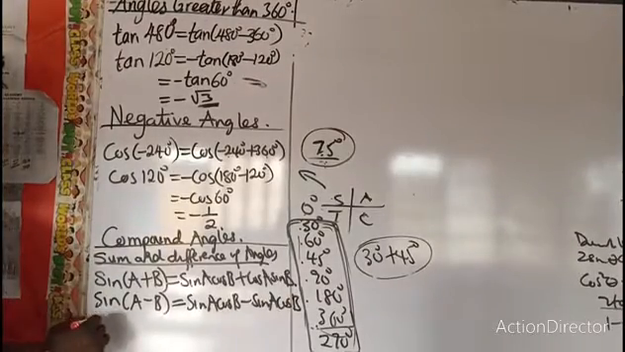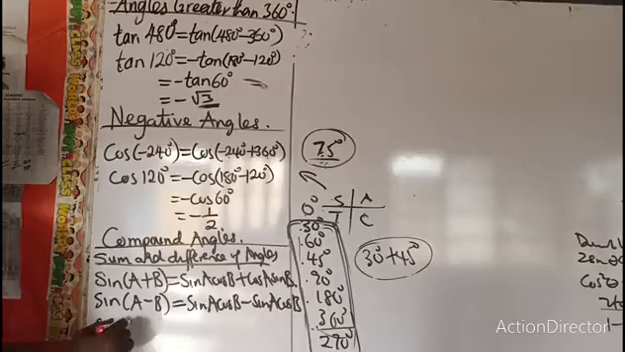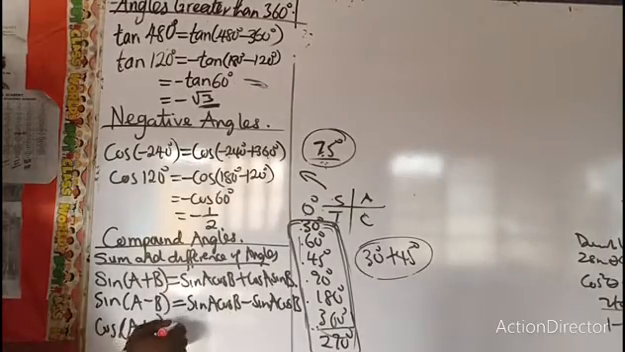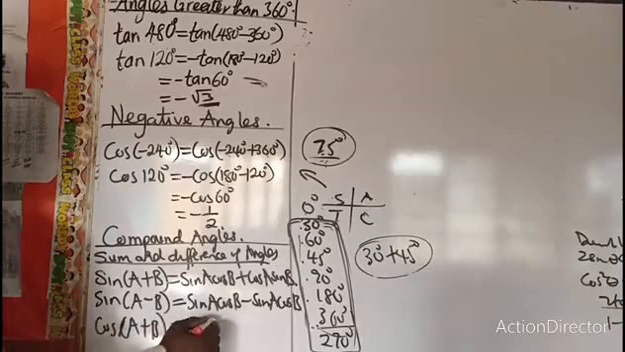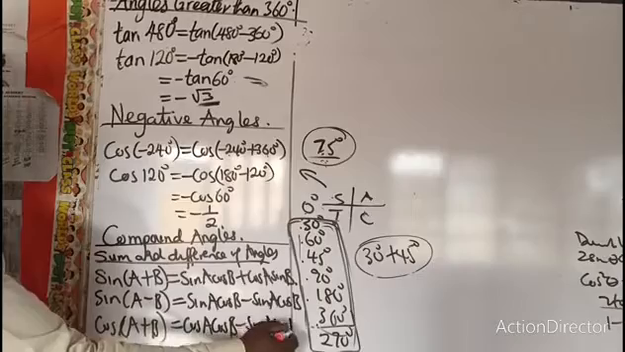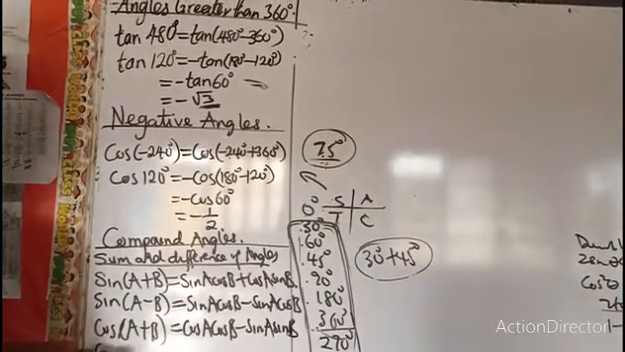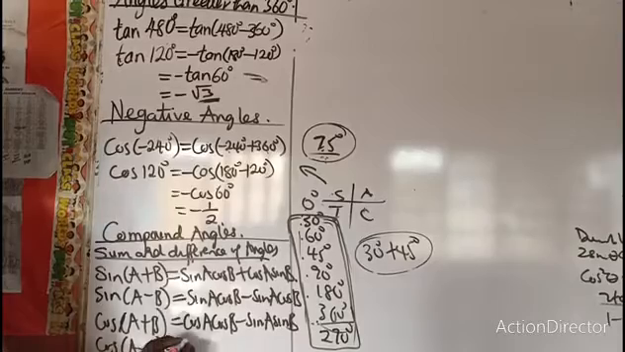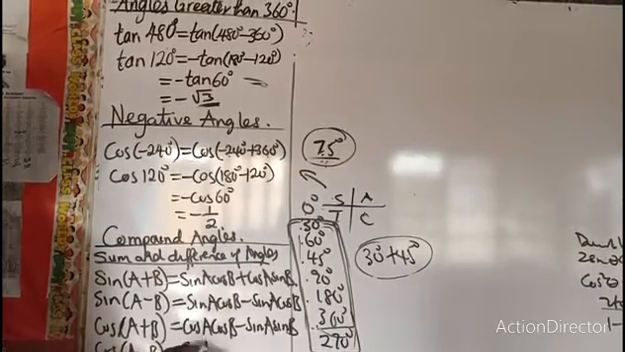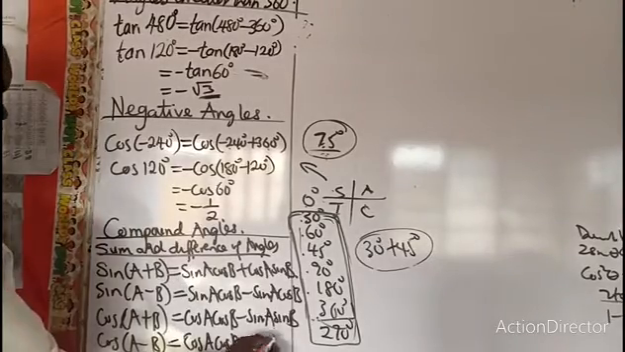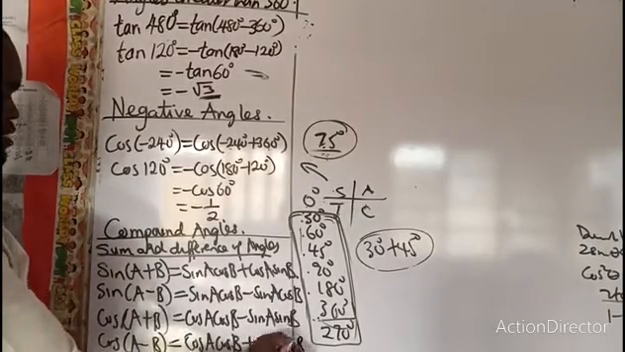What about for cos? For cos, if I have cos A plus B, what do we resolve it into? Cos A cos B minus sine A sine B. And when we have cos A minus B, we say it is cos A cos B plus sine A sine B.